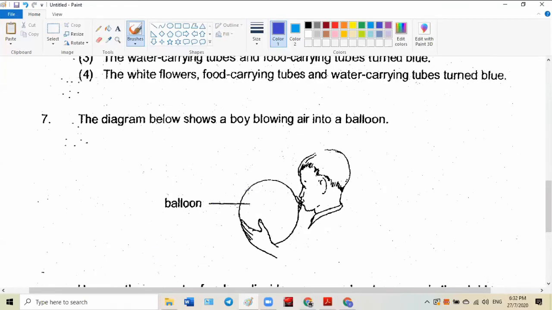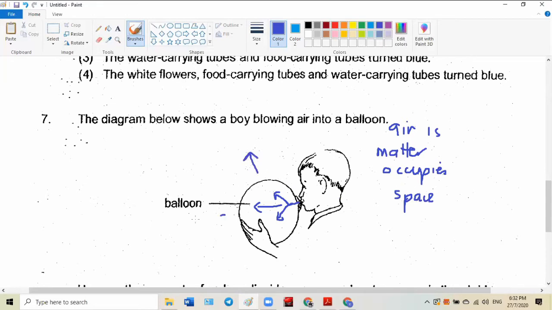So the diagram shows a boy blowing air. Air is matter, right? And matter occupies space or not? Of course. Air is matter and occupies space, and has mass, but it might not be shown here. We just show that it's inflating the balloon. Inflating the balloon, it gets bigger and bigger because the air occupies the space.